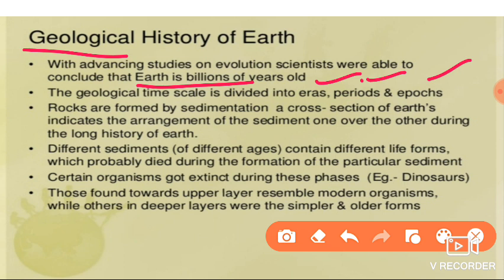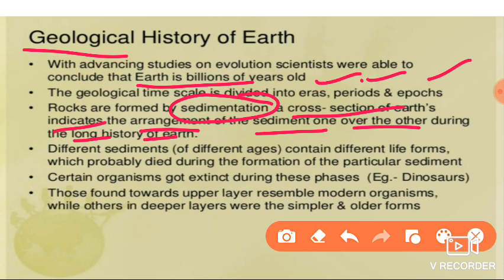Here, sedimentation: if you take the cross section of the earth, you will get sediments or layers, soil layers or rock layers. Rocks are formed from sediments, and soils also form from sediments. Sedimentation means the formation of layers on the earth during the formation of particular rocks and soils, which together form a sediment. The cross section of the earth indicates the arrangement of sediment over one another during the long history of earth.